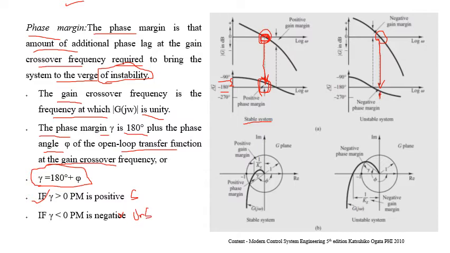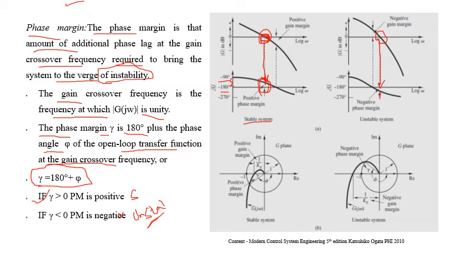But please remember, this is not the only criteria by which you can comment on the stability of the system. You need to know what the gain margin is also, so that we'll see in the next slide. Now let us come to the Nyquist plot. In the Nyquist plot, basically we look for the -1 plus J0 point.